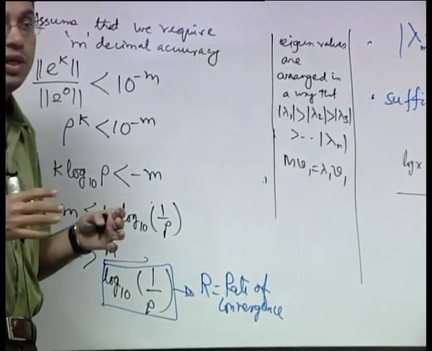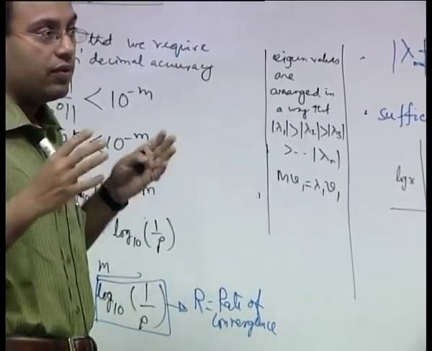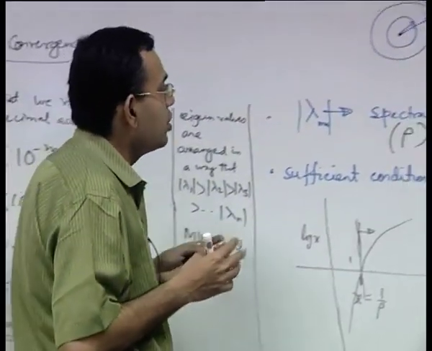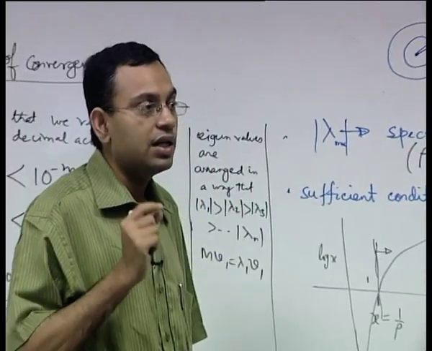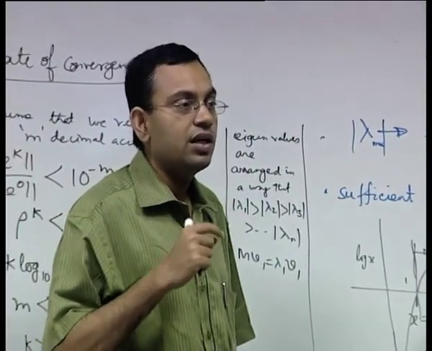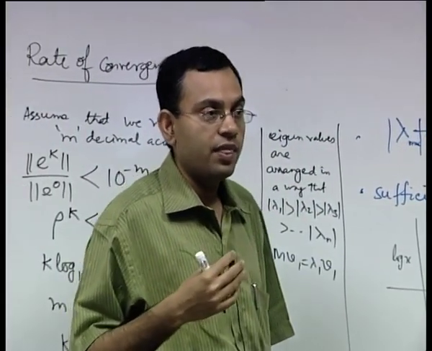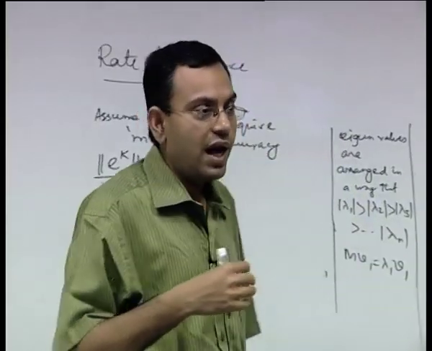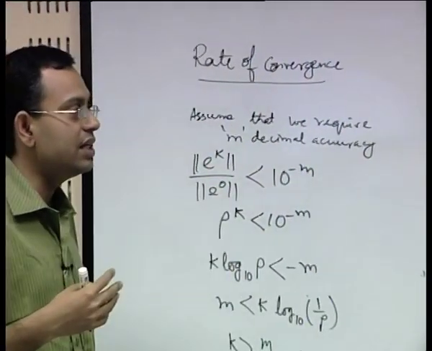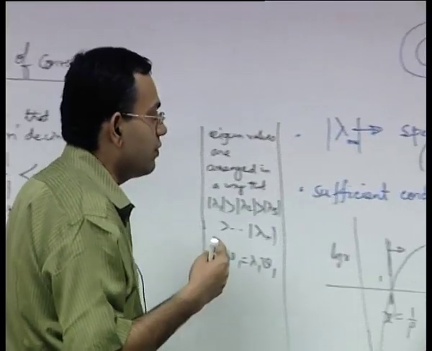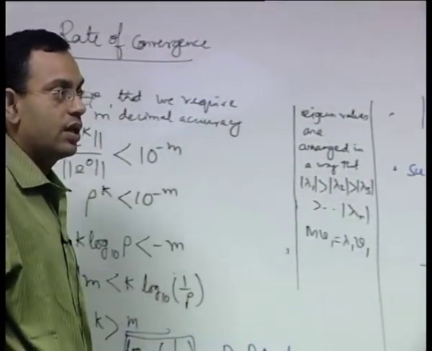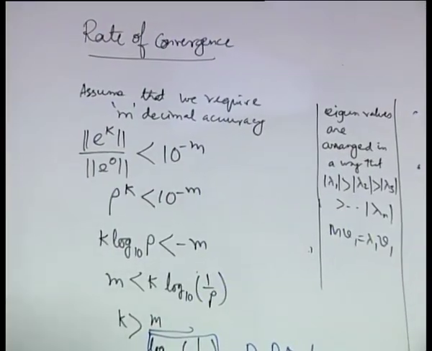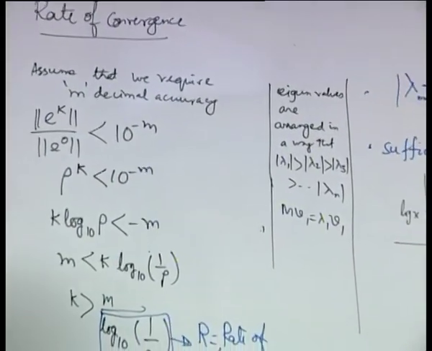So, what can we infer from this? We can infer that the smaller you keep the spectral radius of convergence, the better it is in terms of the rate of convergence. So, to achieve a high rate of convergence, your spectral radius of convergence should be as small as possible. That is the first and foremost thing that we can infer.